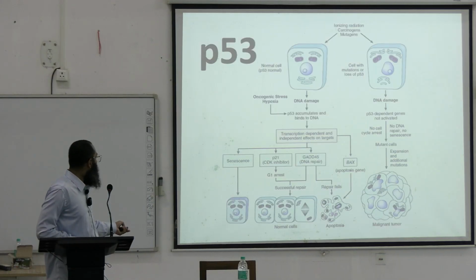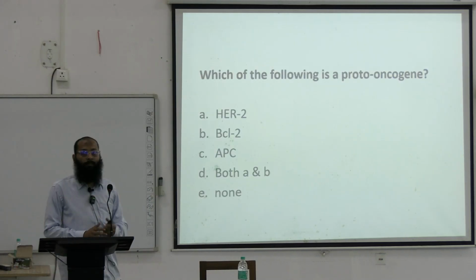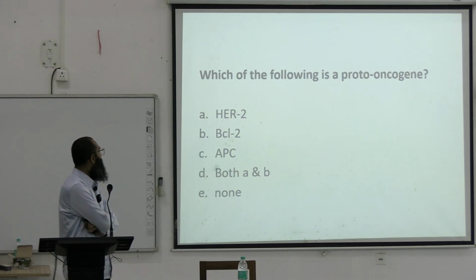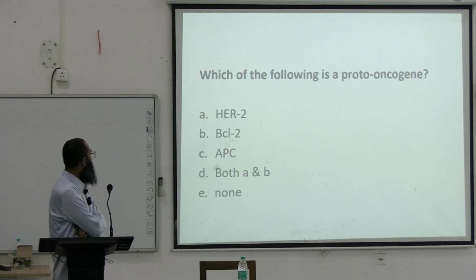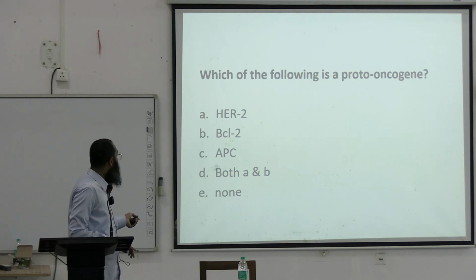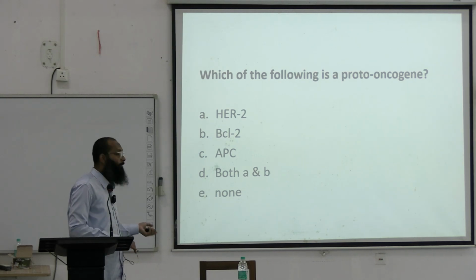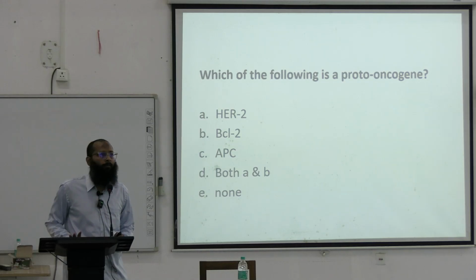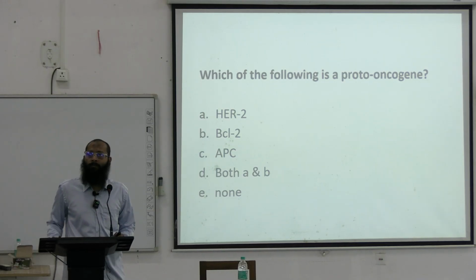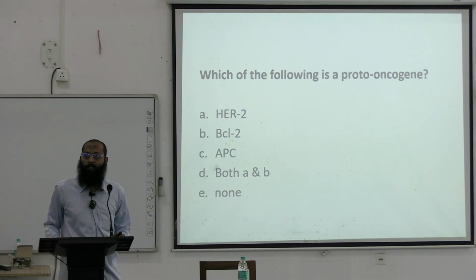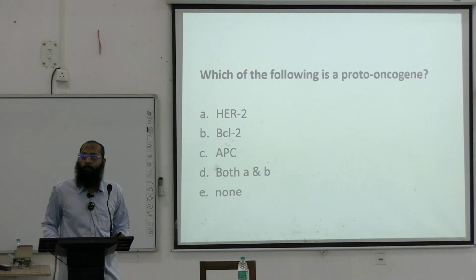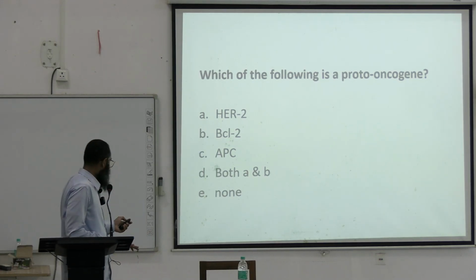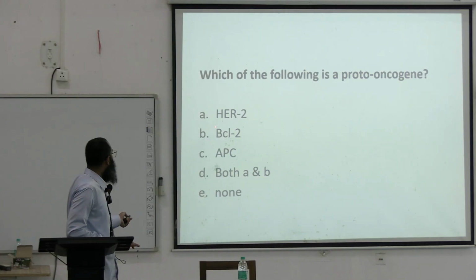So coming to the next question. Now answer this question. Which of the following is a proto-oncogene? A, B, C, D, E. Which is your answer? Five options are there. A means HER2.